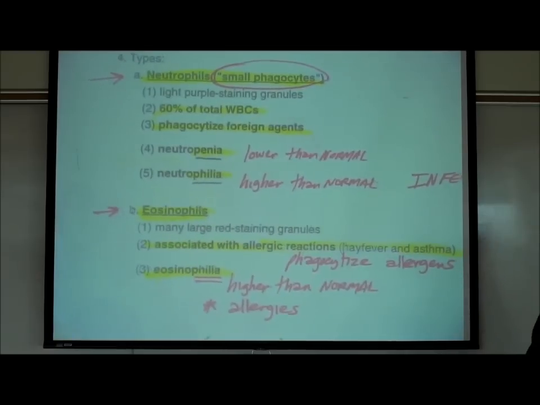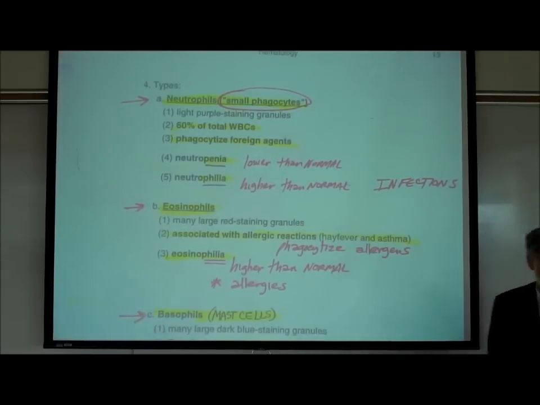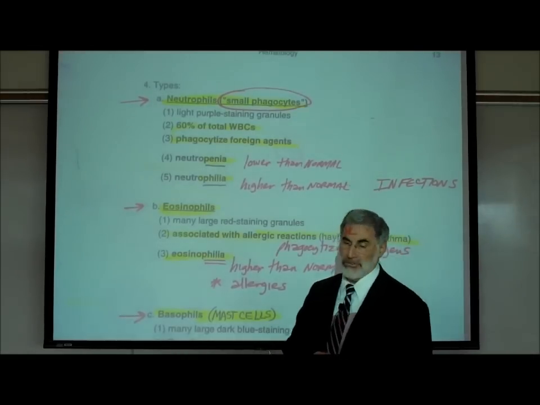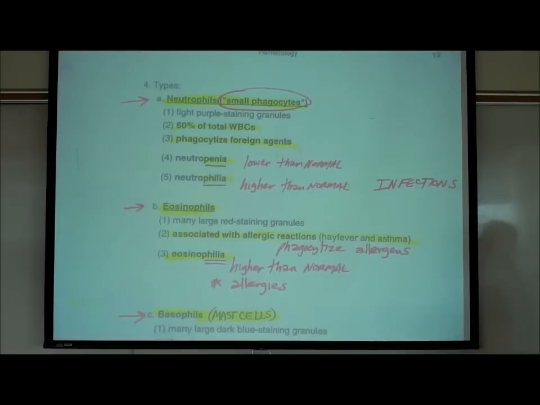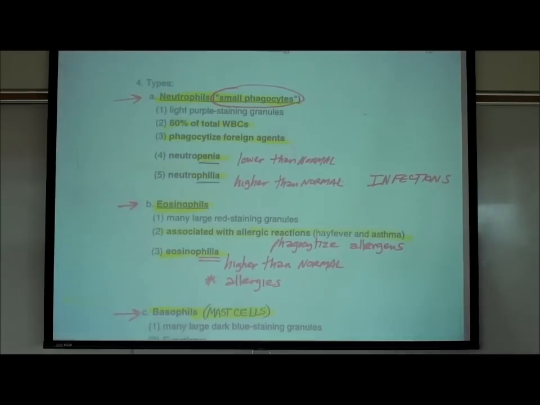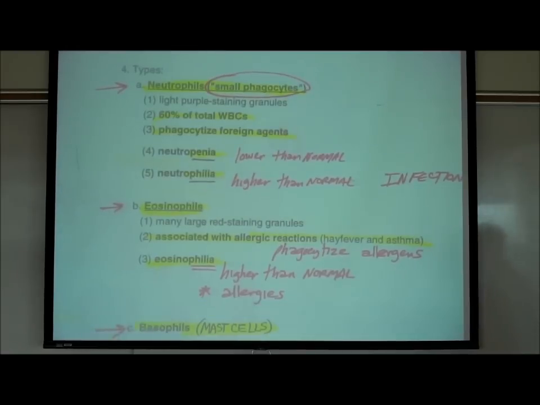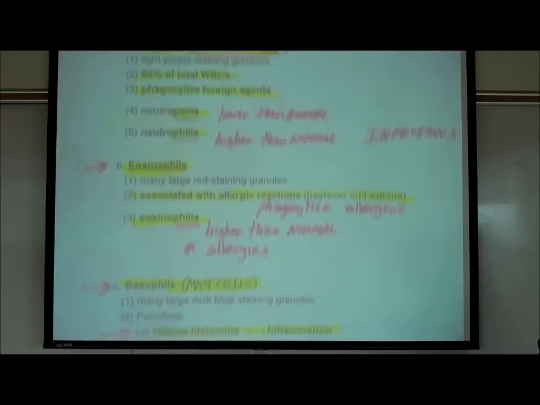Now, if somebody has a lower than normal number of neutrophils, that's called neutropenia. Penia means lower than normal. And again, that would happen in somebody, for example, who's undergoing chemo. All their white blood cell counts are down, including neutrophils. On the other hand, neutrophilia is the term they use for an elevated, higher neutrophil count than normal. And again, the most common reason is they're fighting an infection, especially a bacterial infection.